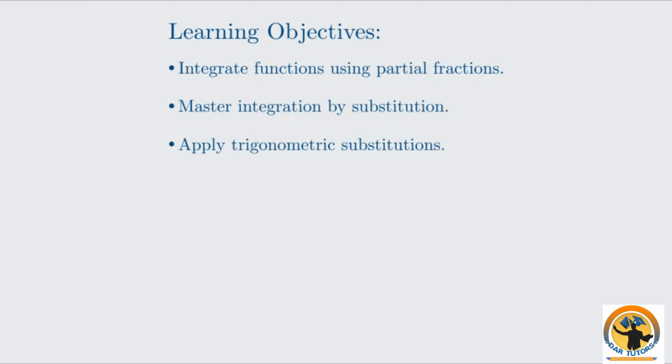Let's begin. Our first technique is integration by partial fractions. This method is used to integrate rational functions, which are functions that can be written as a fraction of two polynomials. The core idea is to decompose a complex rational function into a sum of simpler fractions, called partial fractions, which are much easier to integrate. Let's work through an example to see how this is done.